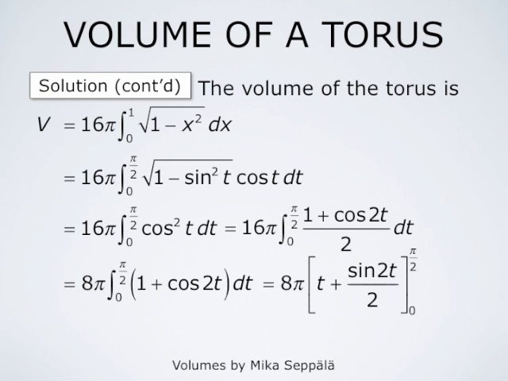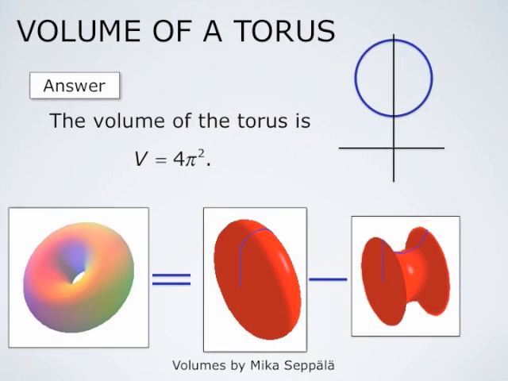So the only quantity that contributes to this integral is this term t, and at the upper limit the value is then pi over 2. And therefore the substitution yields 8 times pi over 2, which simplifies to 4 times pi squared. So this is the volume of this torus, 4 times pi squared. So our answer now is that the volume of the torus in question is 4 times pi squared.